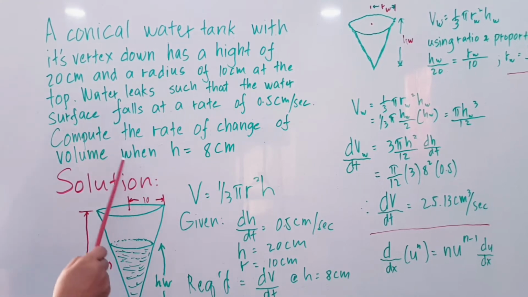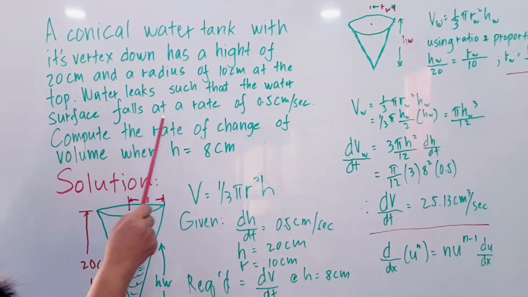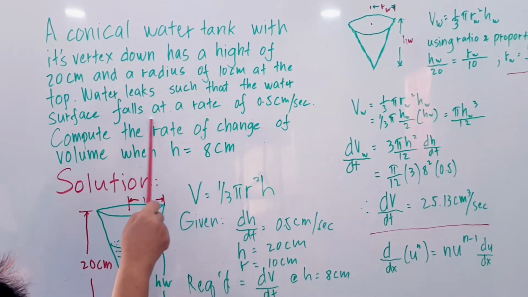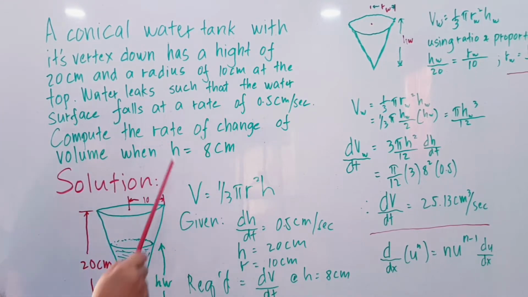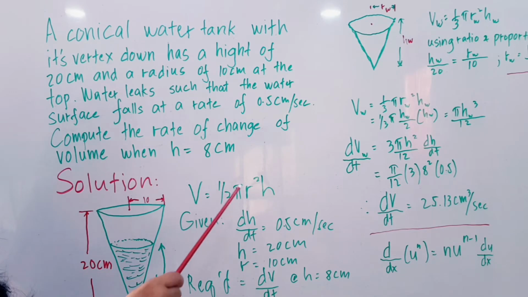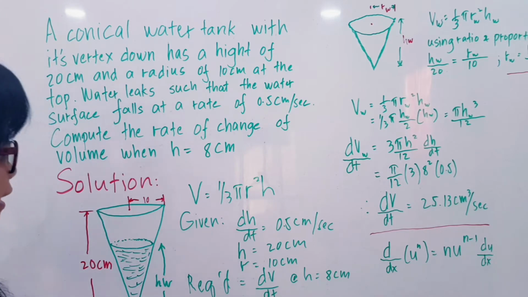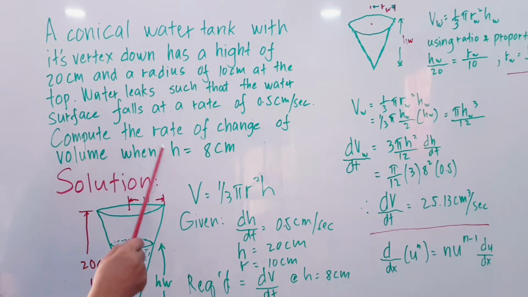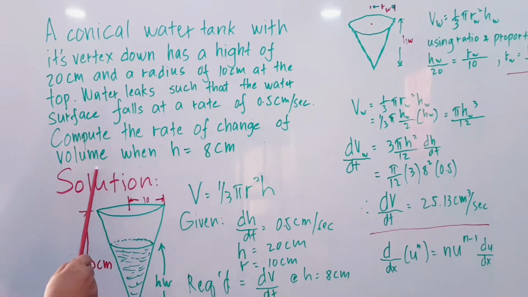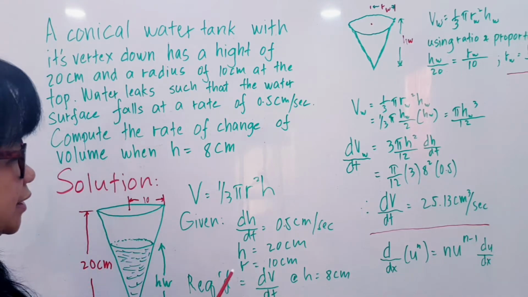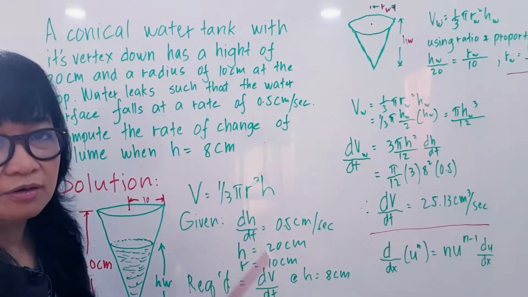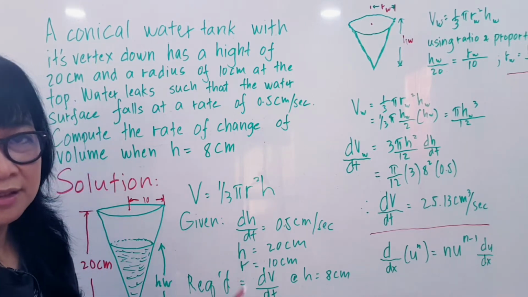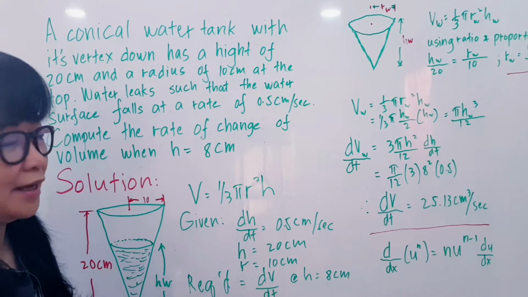Now, dito, given dito ang rate of change ng height. That means the dh over dt. Rate of change is the change in value over the defined period of time. Ngayon, dito kasi, ang hinahanap dito is the rate of change of volume. That means dV over dt. The change in volume over time.